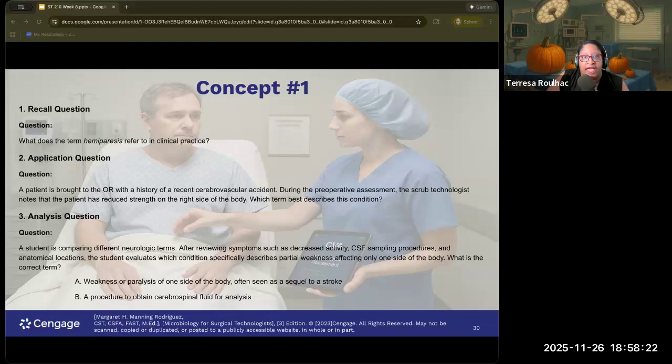So you have A, weakness or paralysis of one side of the body, often seen as a sequela to a stroke, or B, a procedure to obtain cerebrospinal fluid analysis. A or B? Which one do you think it is? This one I made a little bit easier. It is A. That is the clinical term for weakness or partial paralysis. So once you know what hemiparesis is, then everything will click into place. No matter how that concept is asked, you'll be confident in your answer.